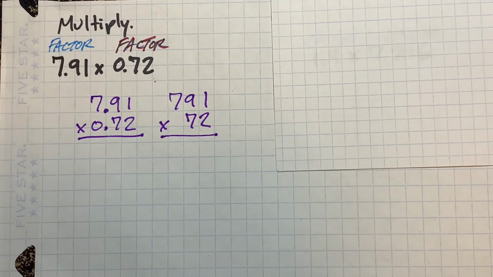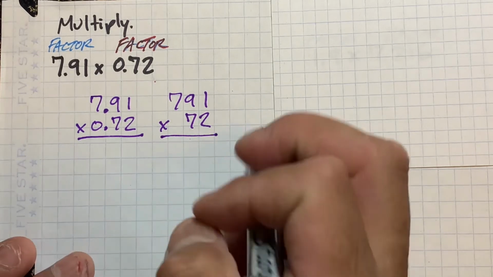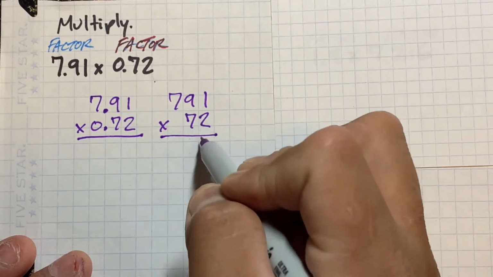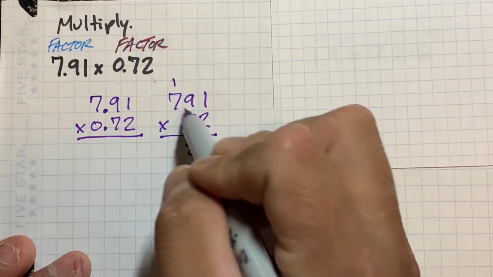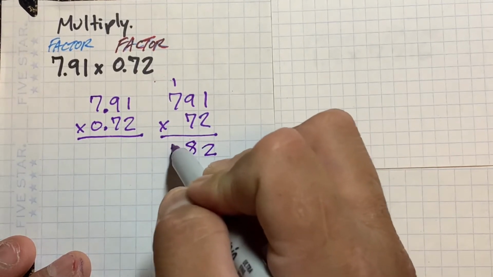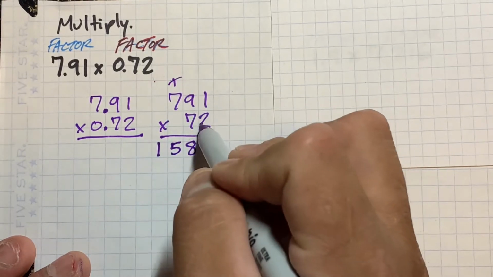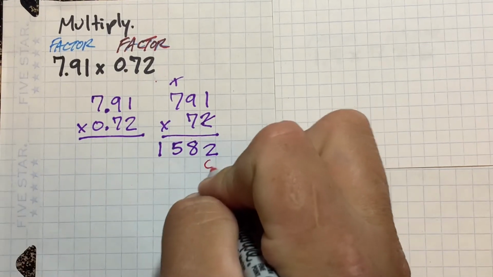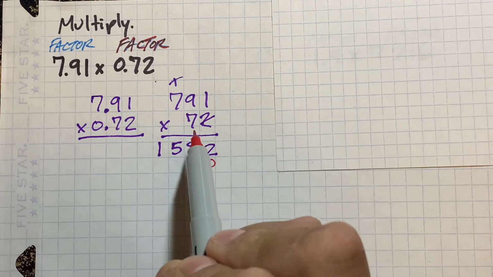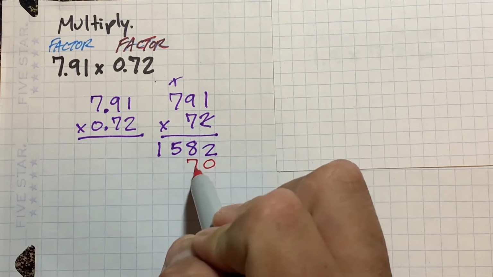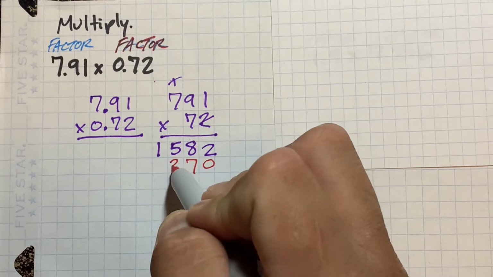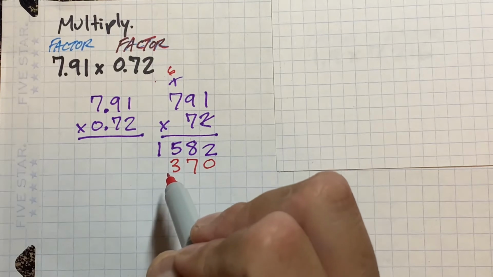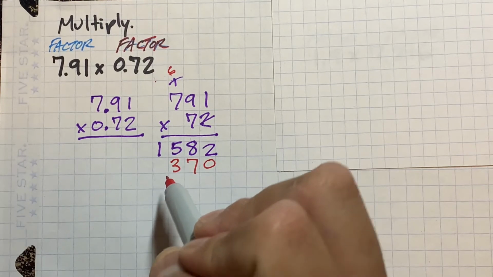The first step was to get rid of the decimal points, and then you just multiply like you would any whole number. So 2 times 1 is 2. 2 times 9 is 18. 2 times 7 is 14, plus 1 is 15. Cross that out, and then annex a 0, and from there multiply again. 7 times 1 is 7. 7 times 9 is 63. 7 times 7 is 49, plus 6, you would have 55.